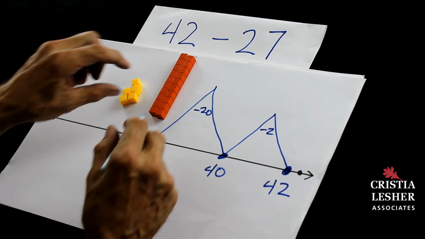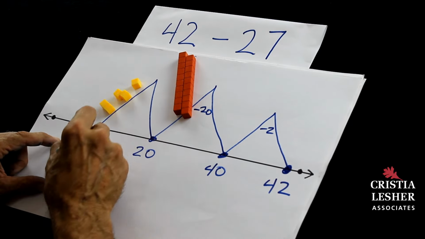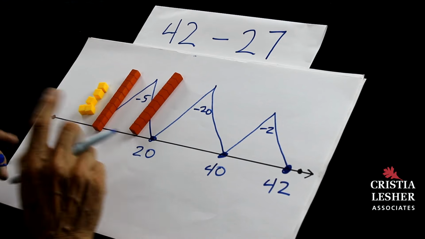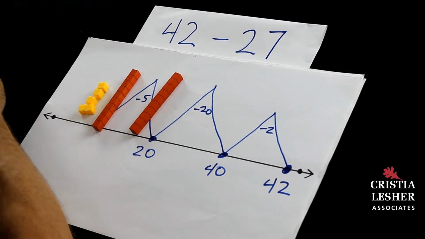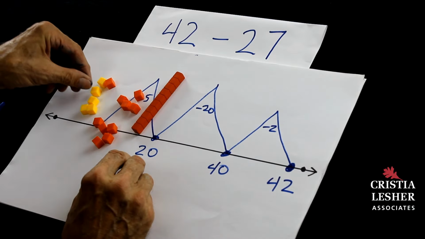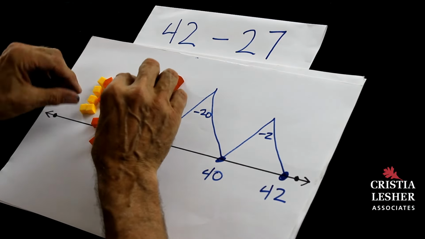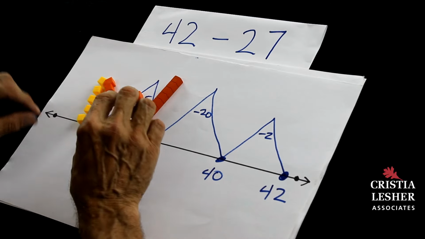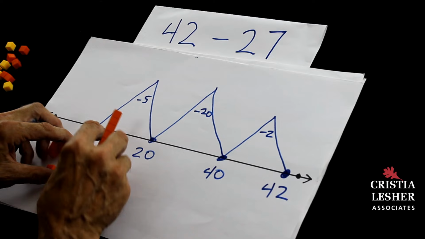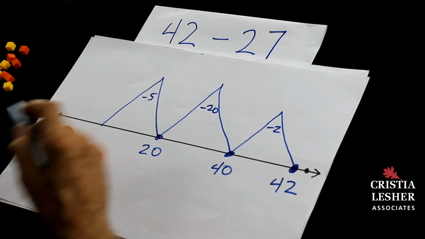The next thing I'm going to do is subtract the 5. And to do that, I'm going to take a 10 stick and trade it in for 10 ones. And then these yellows will mark the 5 that I'm taking away. And when those are removed, what we have left is 15.